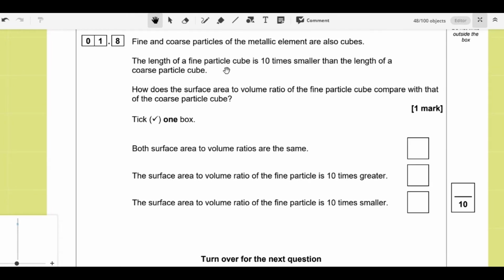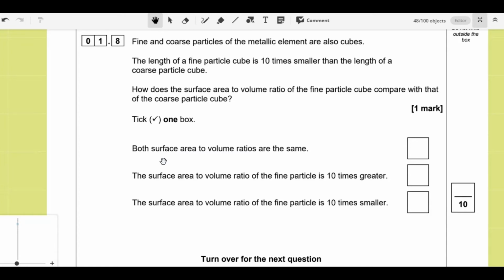Next, fine and coarse particles. Fine and coarse particles of the metallic elements are also cubes. The length of the fine particles cube is 10 times smaller than the length of the coarse particles cube. How does the surface area to volume ratio of the fine particles cube compare with that of the coarse particles cube? Tick one box.